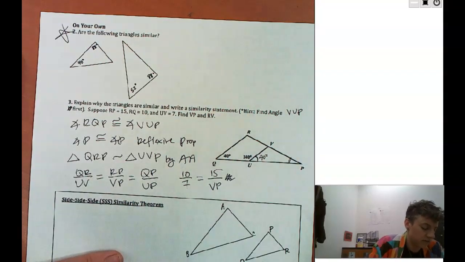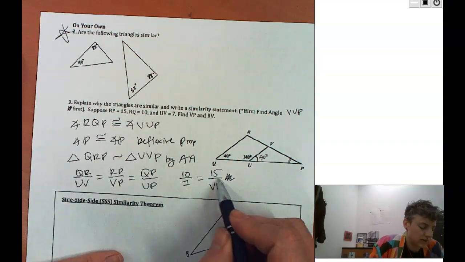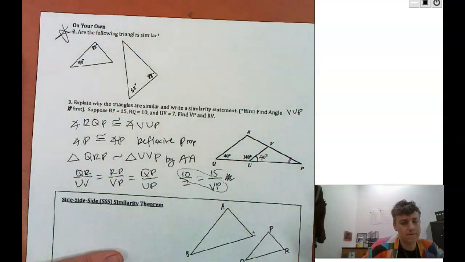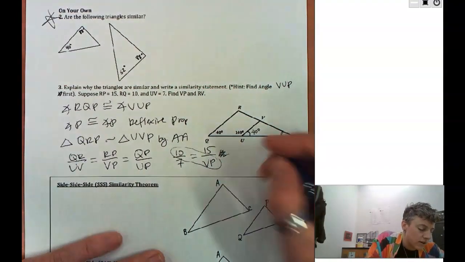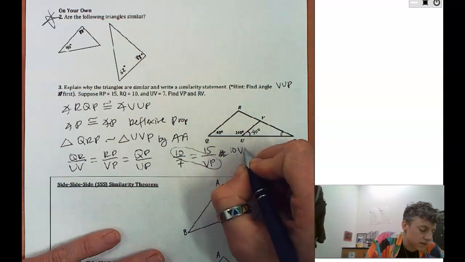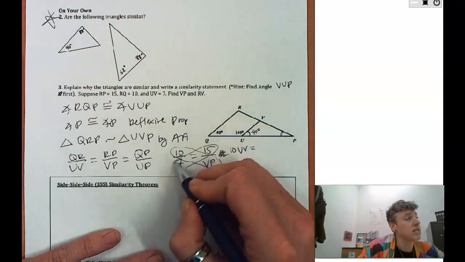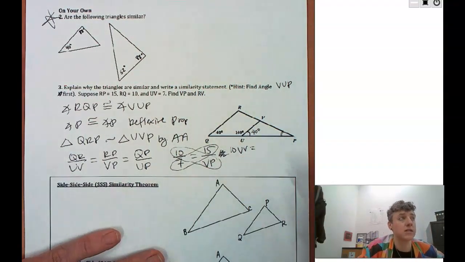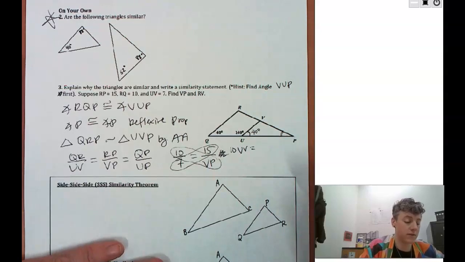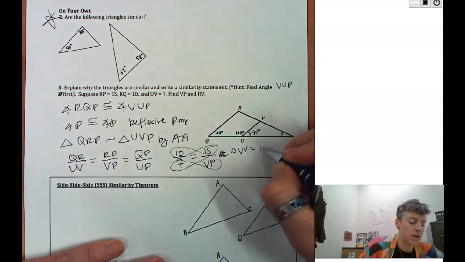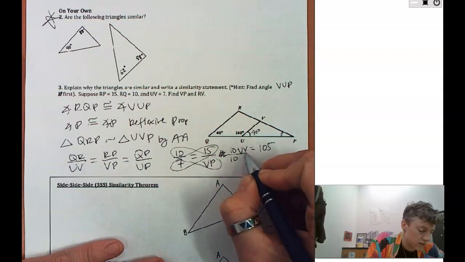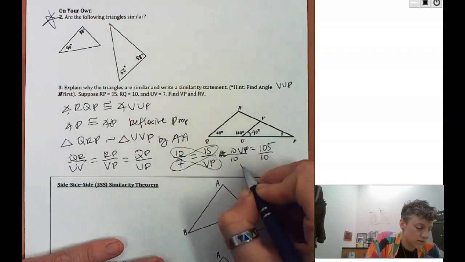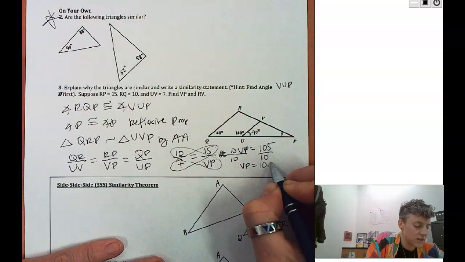Solve for VP first. 10 times VP, we're using our, what's that? Cross product property, so true. 10 VP equals 7 times 15. 7 times 10 is 70 plus 7 times 5 is 35. 70 and 35 is 105. Divide these by 10. So VP equals 10.5.